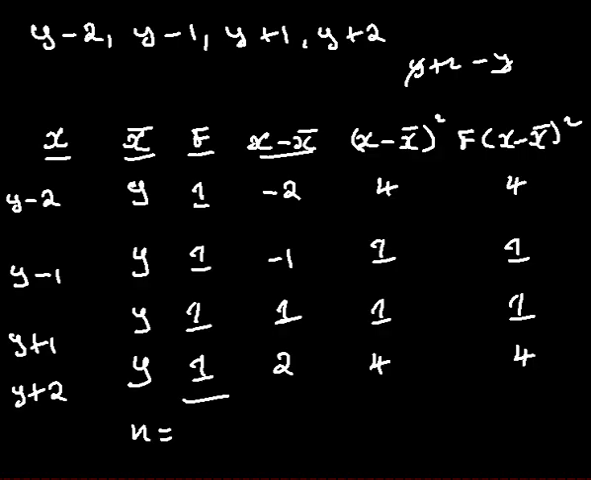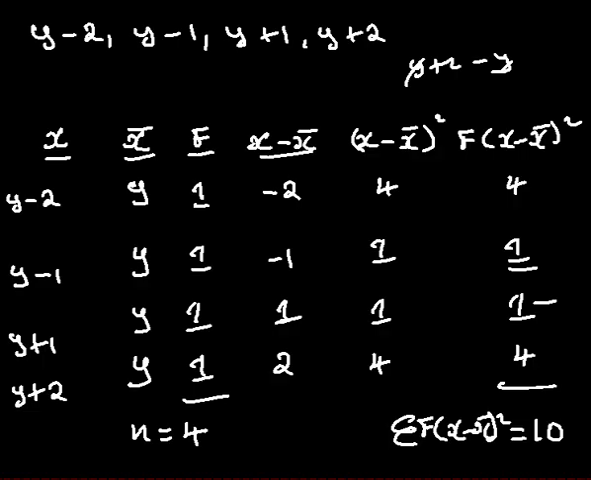That is n equal to 4. We also have the summation of this column, that is the summation of the frequency times the deviations from the mean square. So in this case, we have 4, 1, 1, 4, and we have 10. So in this case, we'll have 10 here.